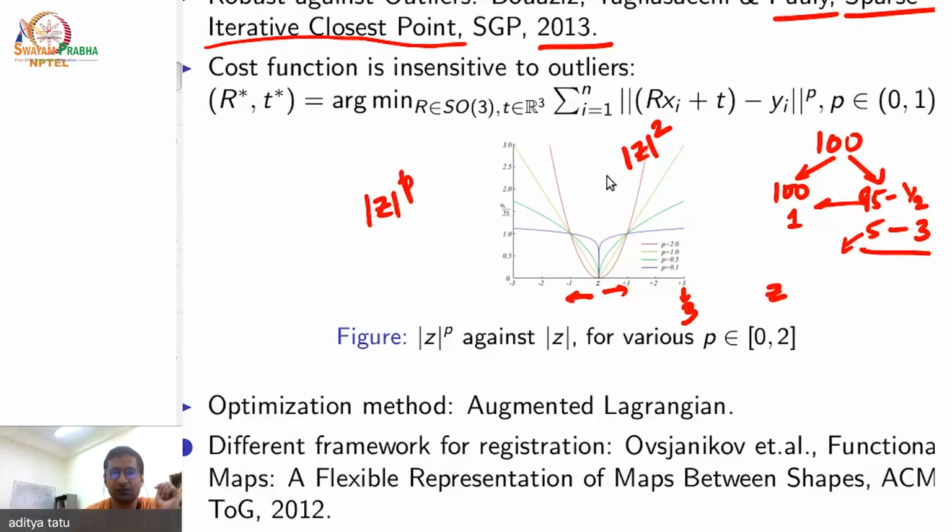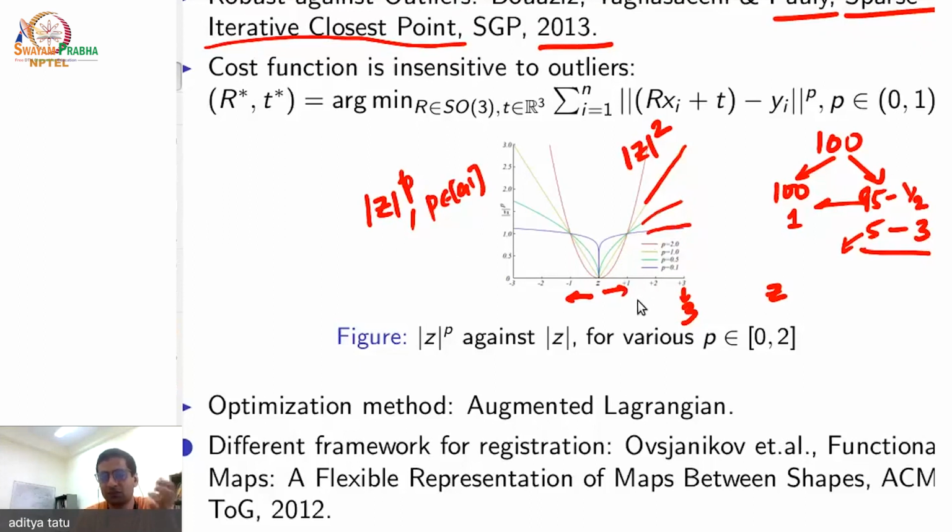Instead of z square, if you just take absolute of z, you can see how it will perform. You take a p which is below 1, right? If I take a p which is between 0 and 1, there are graphs drawn for different p's. I think this is for p equals half, if I'm not mistaken. And for p equals 0.1, it's almost flat.